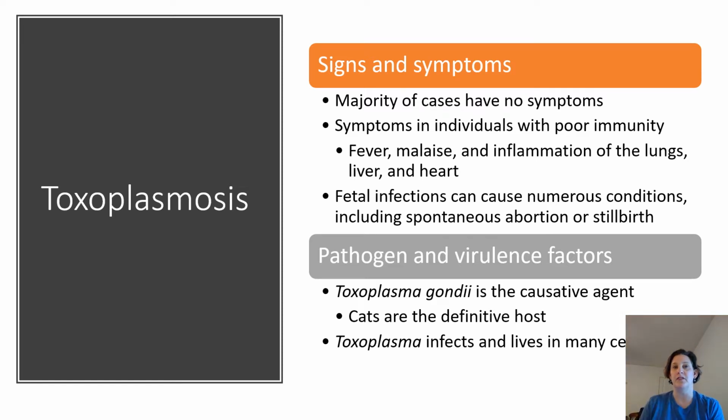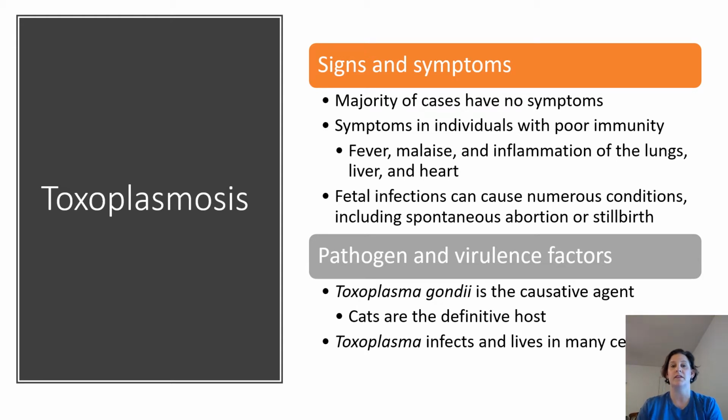But toxoplasmosis is the disease that emerges when infection of Toxoplasma gondii has occurred in humans. The majority of human cases don't have any symptoms, but for those individuals, where Ellie would be included, we see the symptoms of fever, just feeling badly, and we can also see inflammation of some pretty major organs in the body.